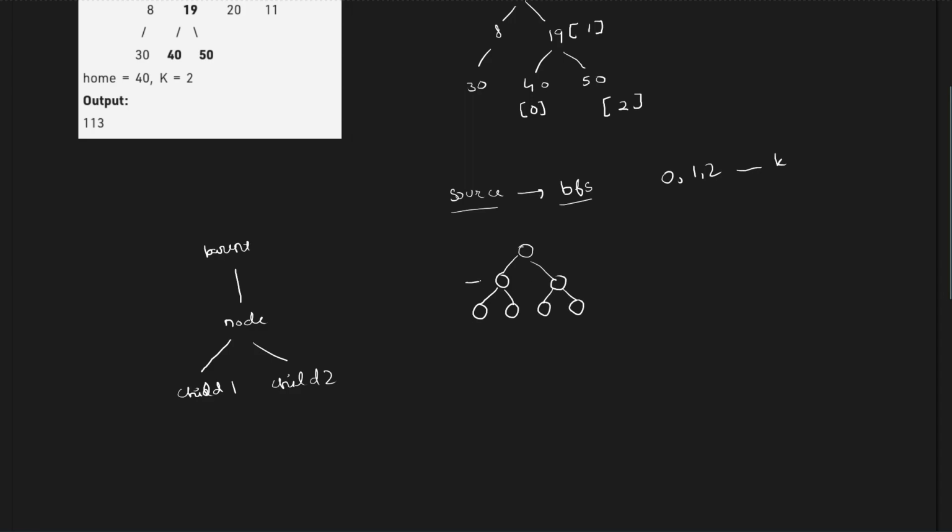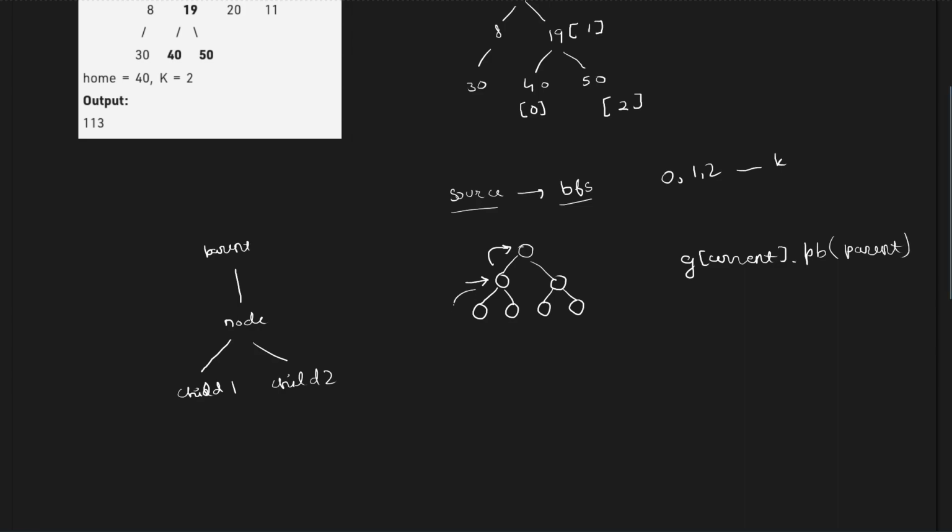And for each of the nodes, I check whether my parent is not equal to null. If it is not equal to null, then what I'll do is insert into graph of current. I'll push back, graph of current, push back parent. Right, this is what I'm going to do.